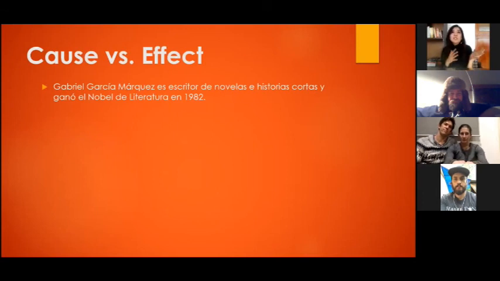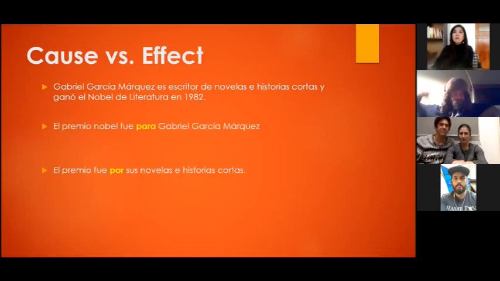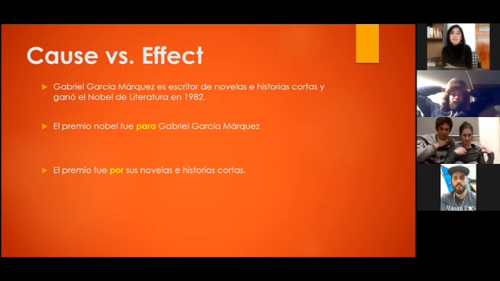One of those is cause and effect. For example, this example says, Gabriel García Márquez es un escritor de novelas e historias cortas y ganó el Premio Nobel de Literatura en 1982. So this is simple. He's a writer. He wrote many novels and short stories, and he won the Nobel Prize of Literature in 1982. So the effect of his writing could be that he got a Nobel Prize, and he got it because of writing these novels and short stories.